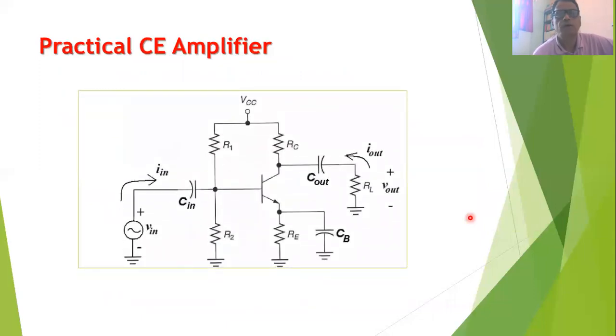Now we will go for a practical CE amplifier. The earlier circuit that we discussed for the CE amplifier requires two batteries, one VBB required for the base emitter junction, and another battery VCC required for the base collector junction. But it is not suitable to use two batteries in one circuit. Therefore, most commonly only one battery is used.